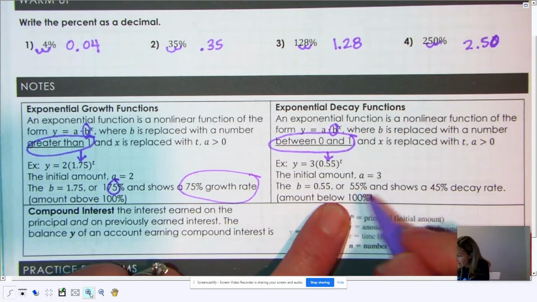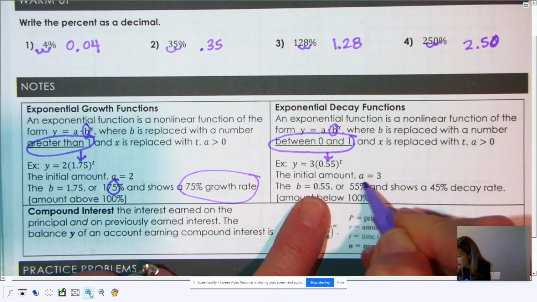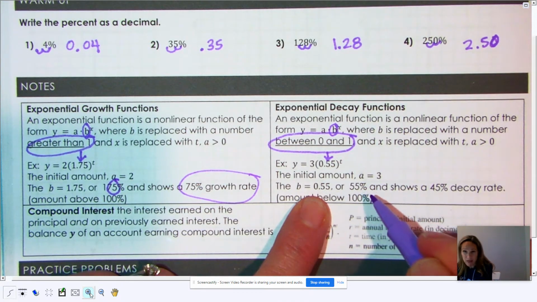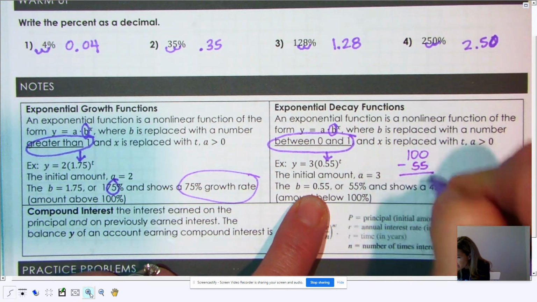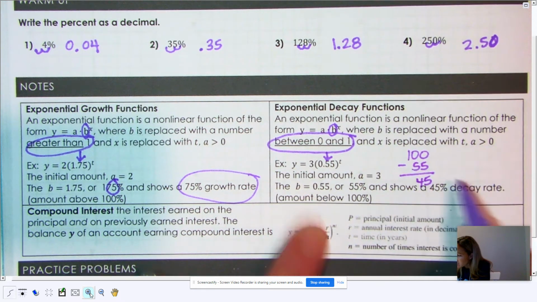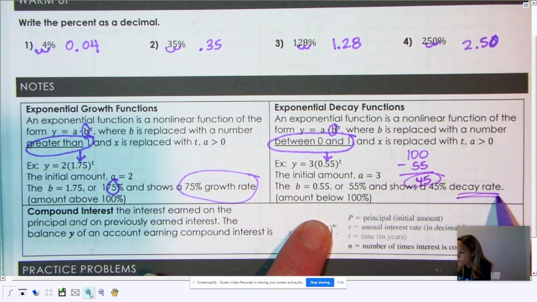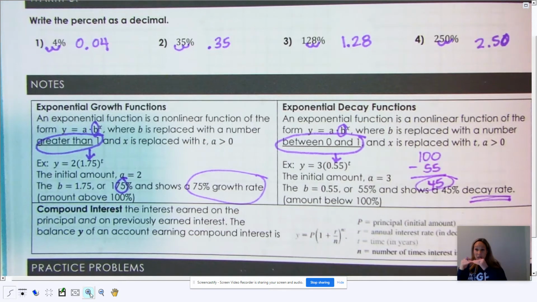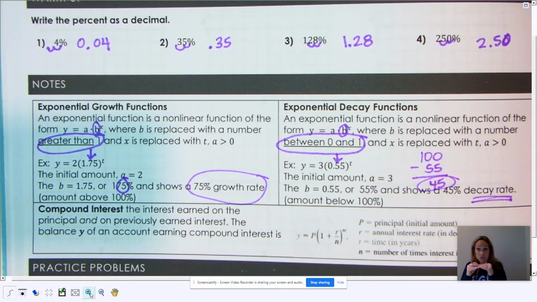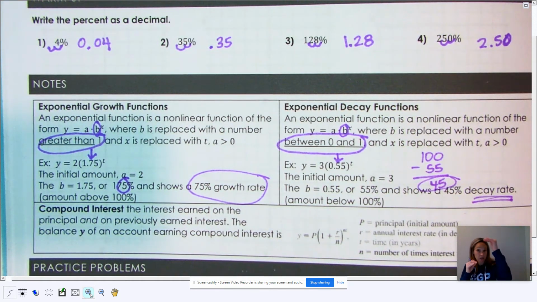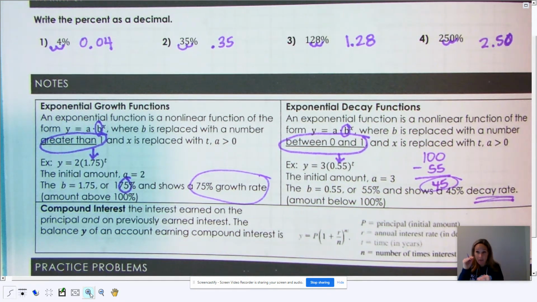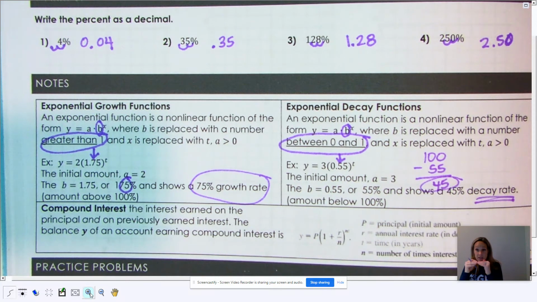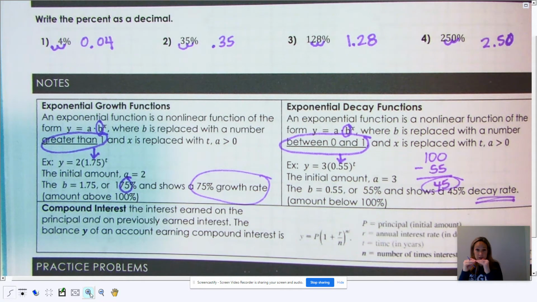Whereas this one, if we're at 0.55, which is 55%, and you want to think, well, how much is that below 100%? So you'd go 100, take away 55, and we get 45. That's how much it is decaying. So we're always, always, always comparing with 100% because 100% means no change. If it's more than 100%, it's growing. If it's less than 100%, decaying or getting smaller. And so you're always asking yourself, how much above or below is it from 100%?